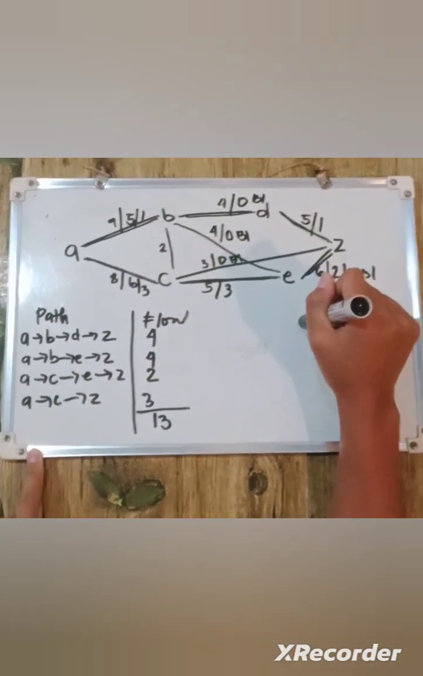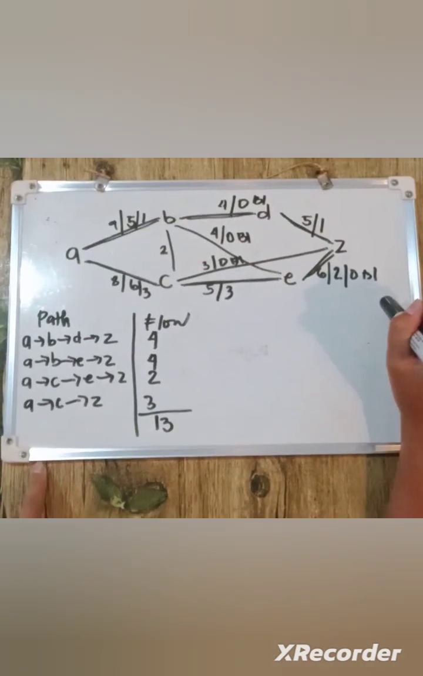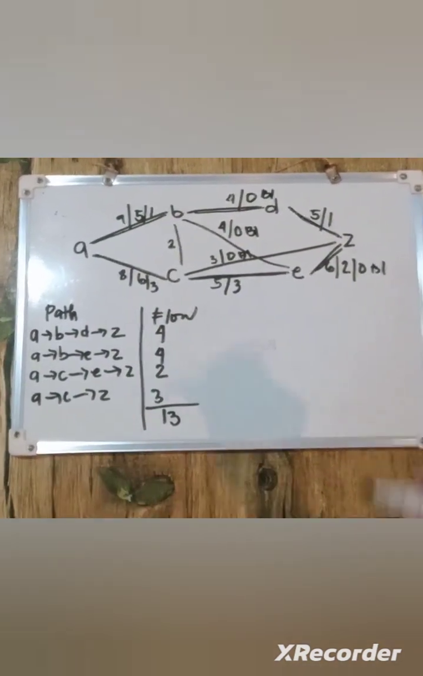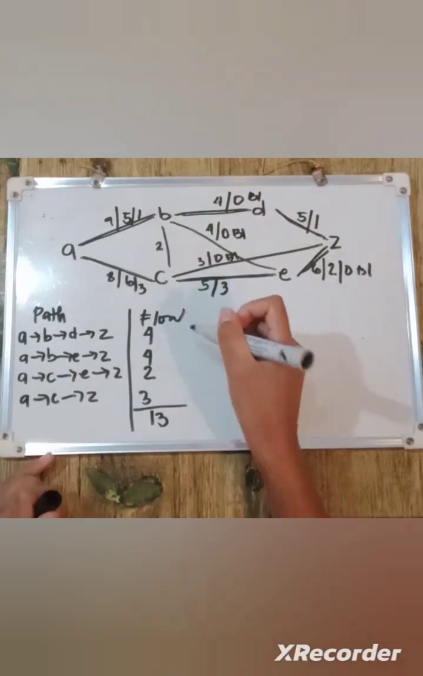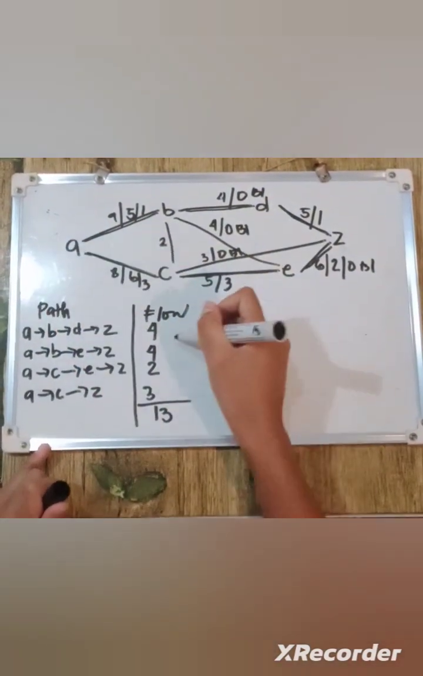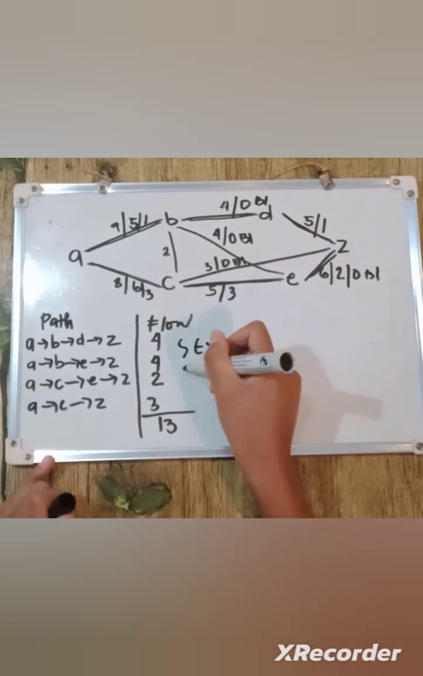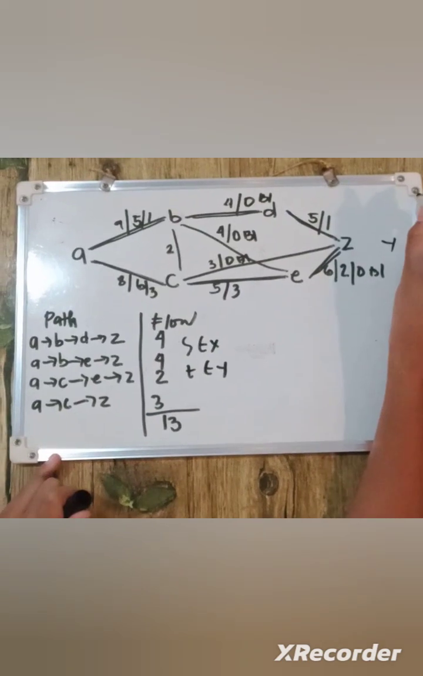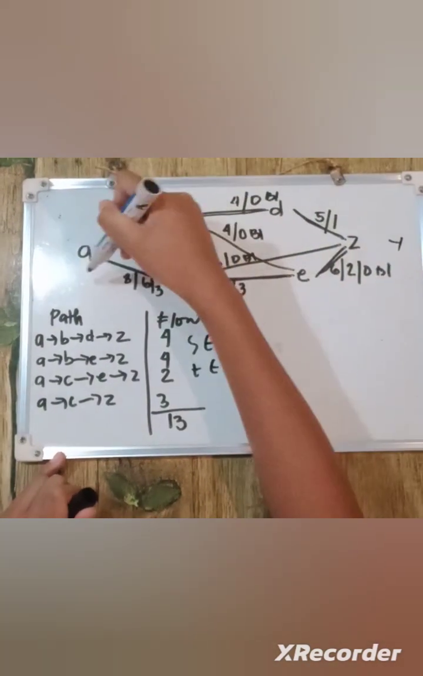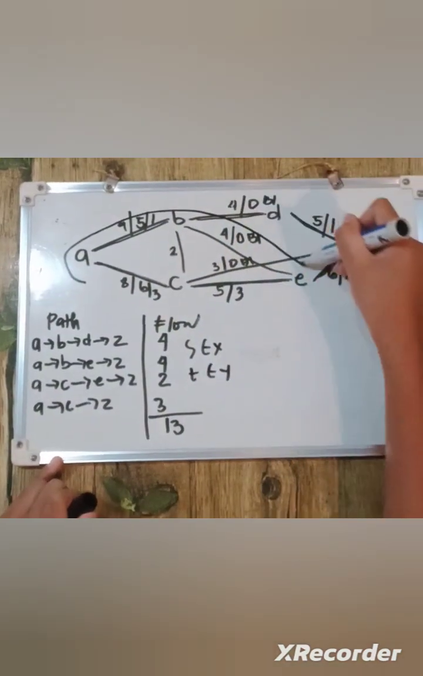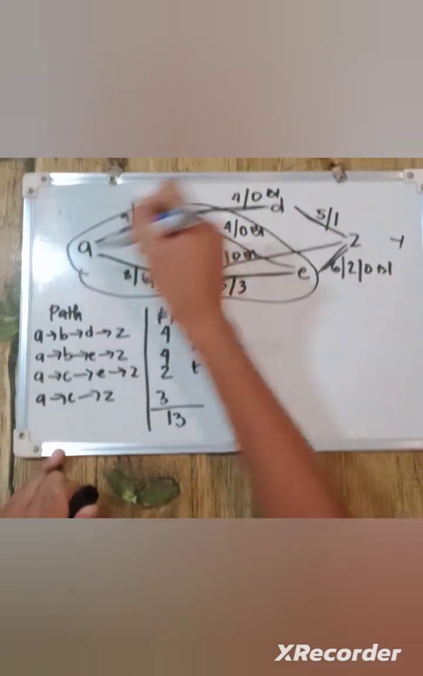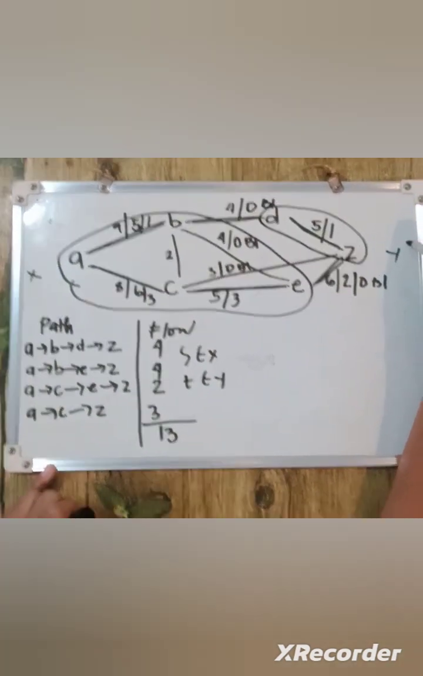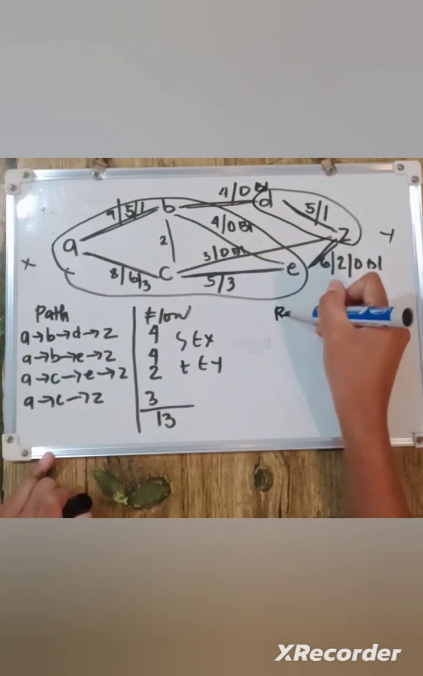Now we are on the minimum cut. Okay, so we have the set of edges whose removal divides the network into two sets X and Y, where S belongs to X and T belongs to Y. So this side is our X and this side is our Y. Okay, for instance, if A, B, E, and C are our X, and then D and Z are our Y, we have to remove edges.